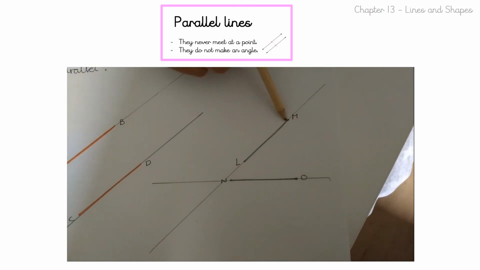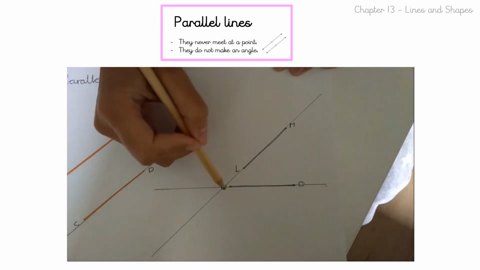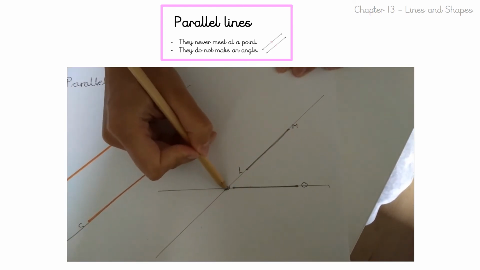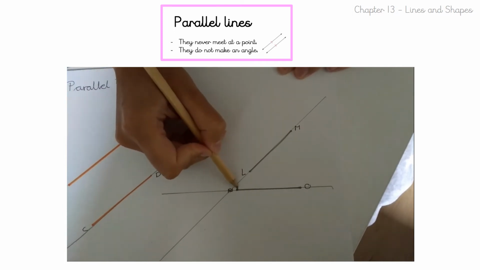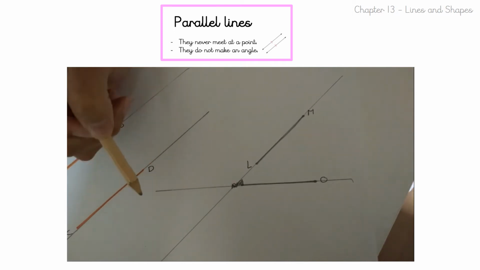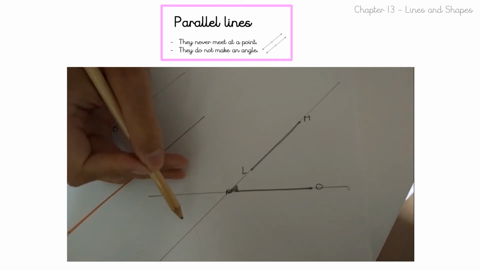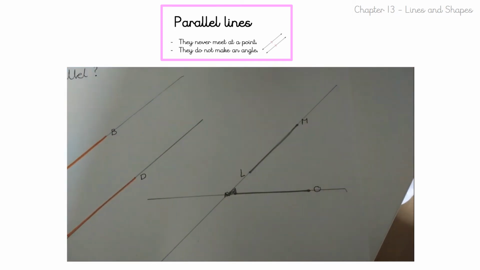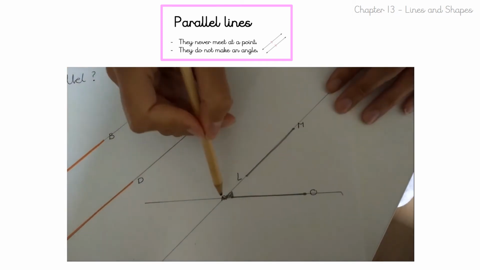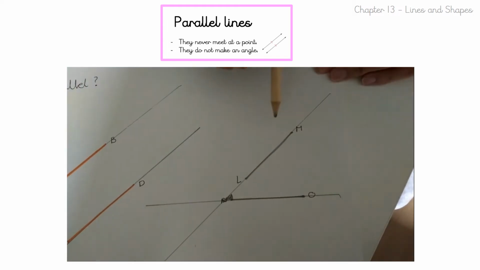So I did extend my lines both ways, and now I can see that they will meet at a point and they will make an acute angle. So if they meet at a point and they make an angle, are they parallel lines? Well done, great job! They are not parallel lines because at some point they will meet and they will form an angle.